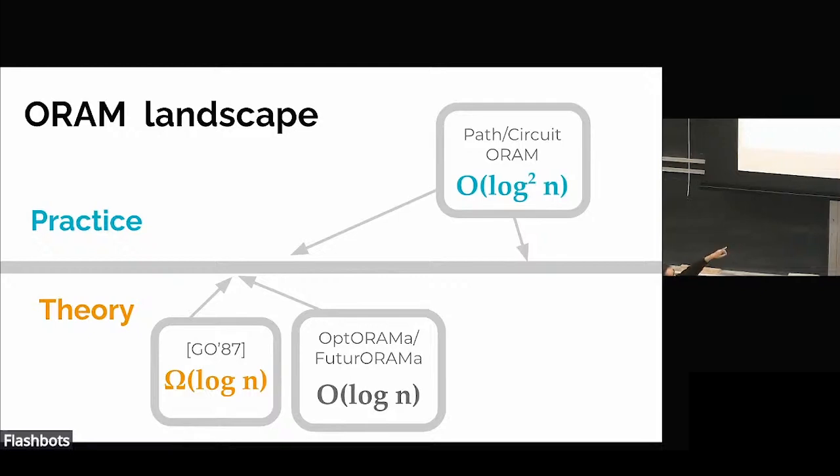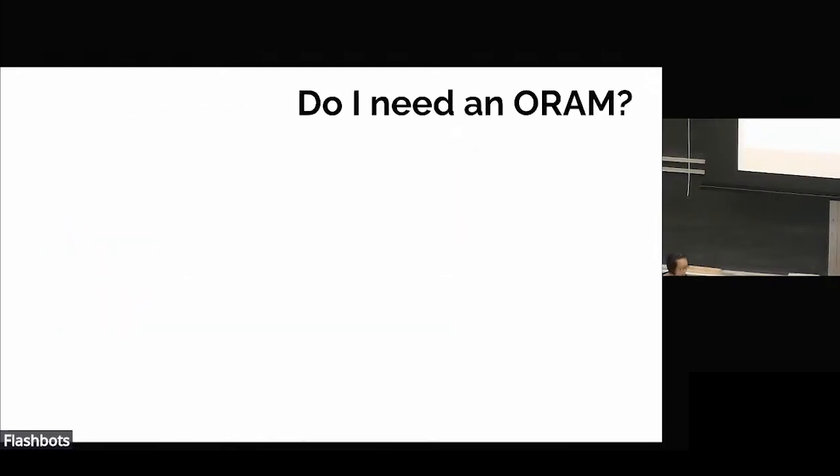We typically use either Path ORAM or Circuit ORAM, and they're based on a new paradigm called the binary tree ORAM paradigm. These schemes, in theory, get log squared performance, but because one of the logs has a large base, in practice they actually just behave like log n algorithms. Okay, so that is the ORAM landscape.